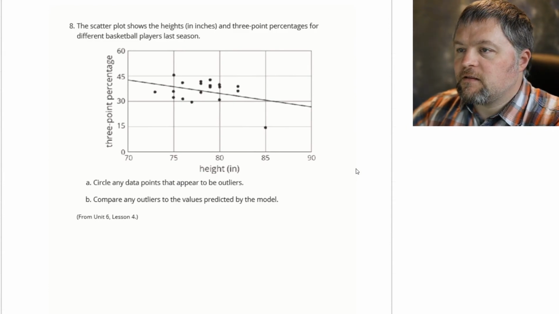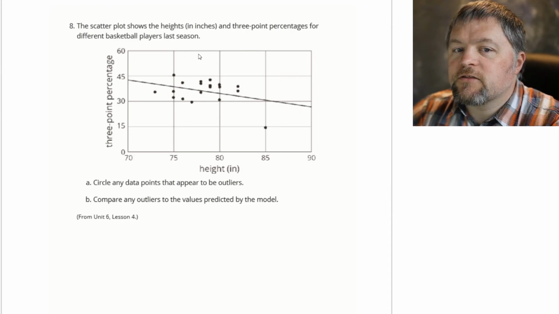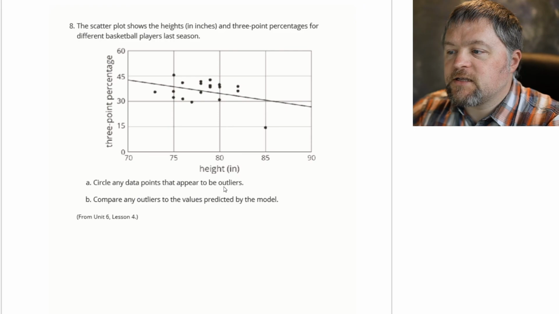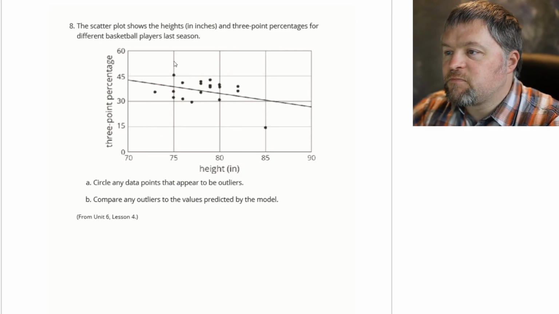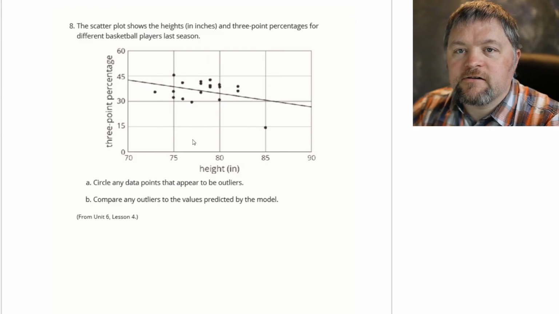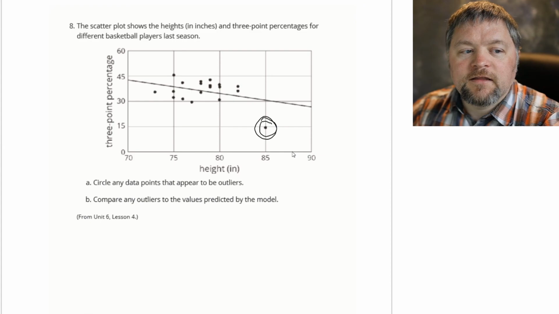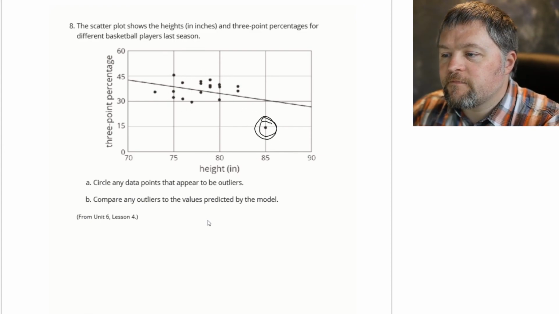Okay, last problem. The scatter plot shows the heights in inches and 3-point percentages for different basketball players last season. Circle any data points that appear to be outliers. Are any of these points outlying the standard data? This is an outlier. That point is significantly different than the rest of the data.